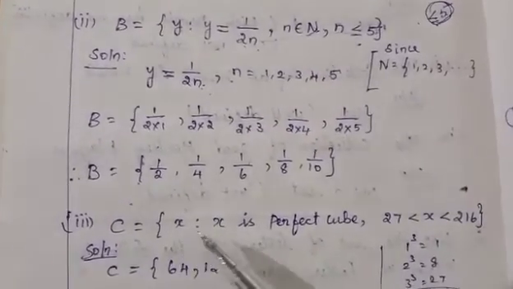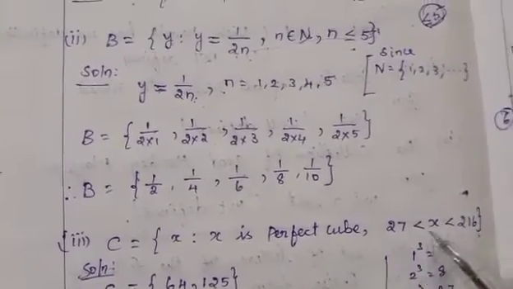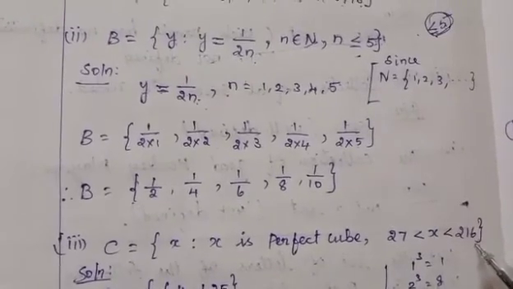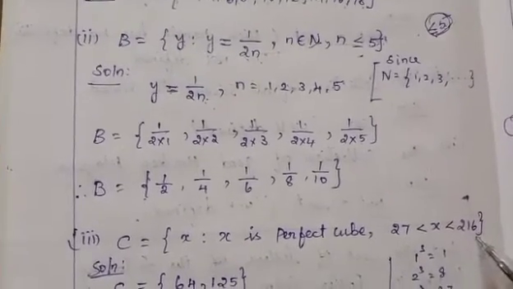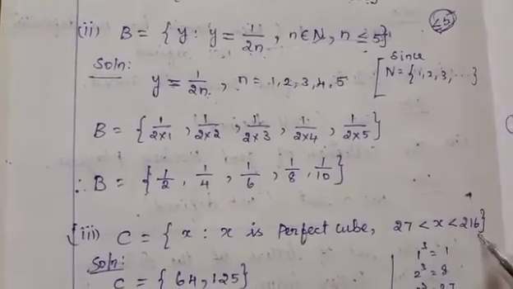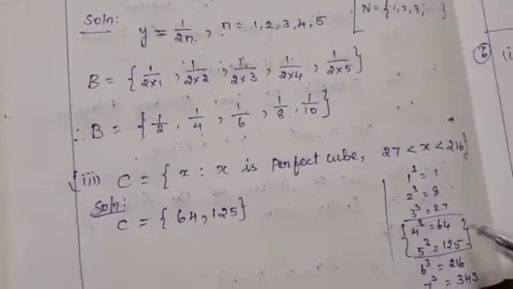Third question, C is equal to set of all x such that x is a perfect cube, condition 27 less than x less than 216. Cubic number, you know, many times I said to you, you have to learn square numbers and cubic numbers. Yes, do you remember students? Okay. So now you have to recall these cubic numbers.